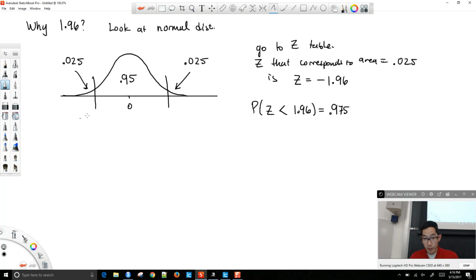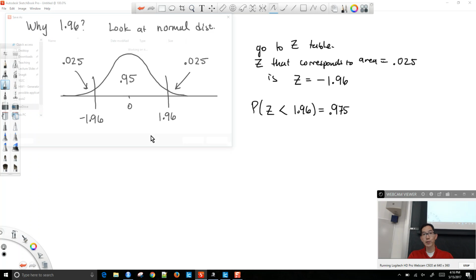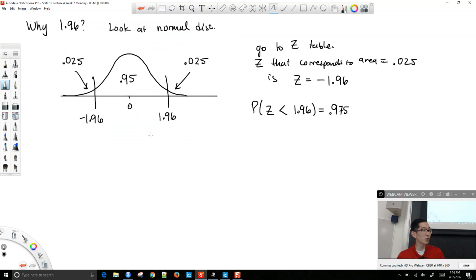So I got negative 1.96 and positive 1.96. Now the empirical rule, for the sake of nice and easy numbers, we were just using 2. We said 1.96, that's pretty close to 2, so we're just going to say 2 standard deviations. But the true value is 1.96. Okay? Is that all right?